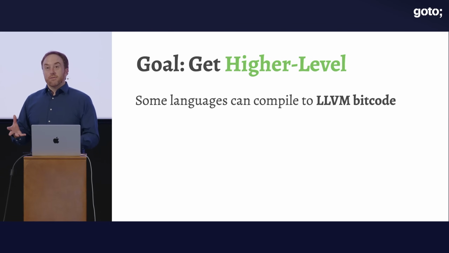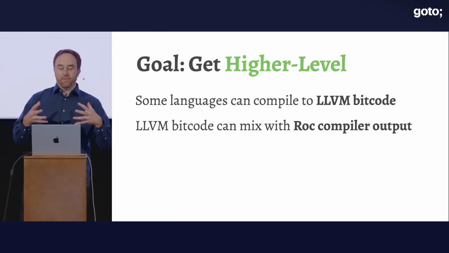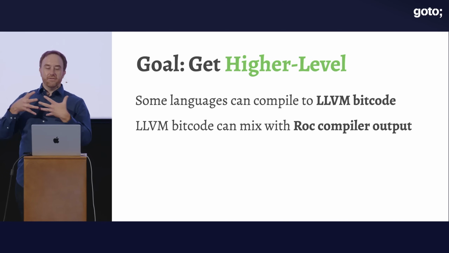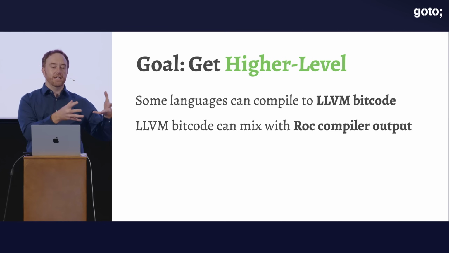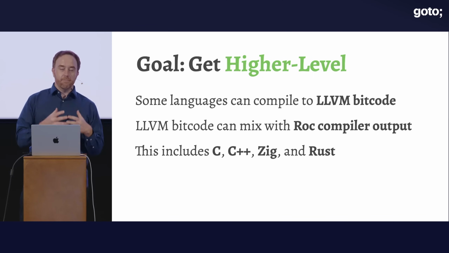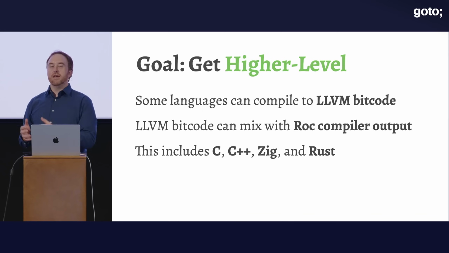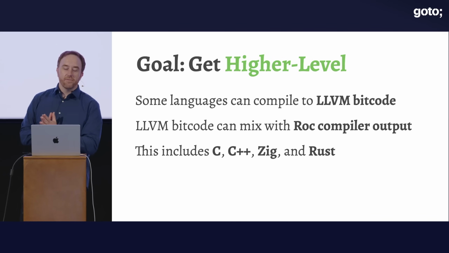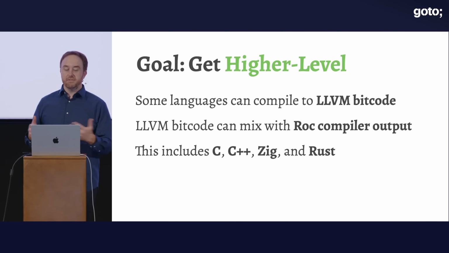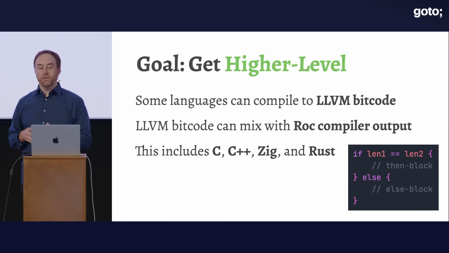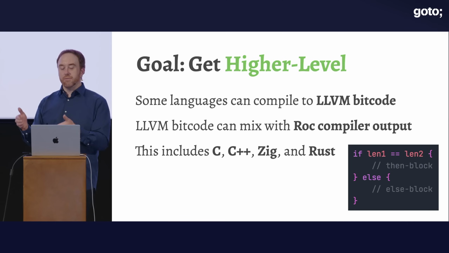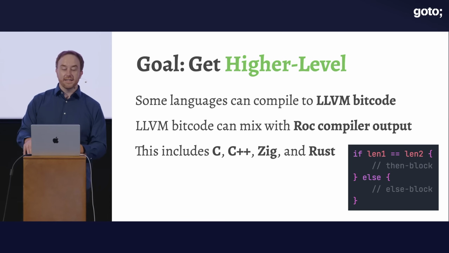So fortunately, some languages can compile to LLVM bitcode. And basically what that lets us do is load this .bc file off the disk and then mix it in with our Rock compiler output, which is sort of dynamically generating LLVM stuff. Then putting those two together, we can emit the same stuff as if we'd handwritten it. So languages that can do this include C, C++, Zig, and Rust. And basically, this would mean that we could literally write this Rust code in our built-ins instead of all of the expanded version that we were previously writing by hand.